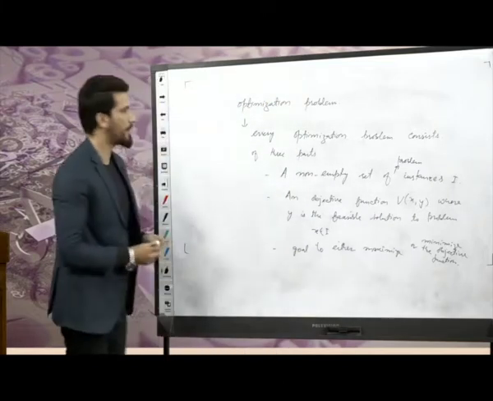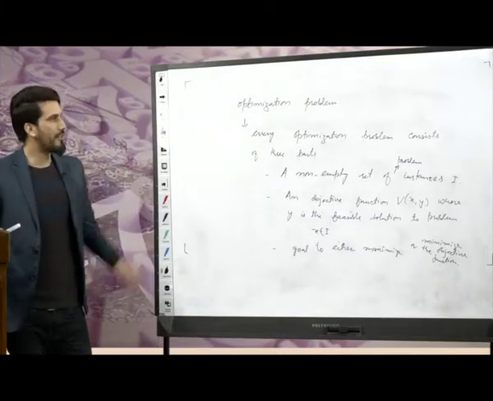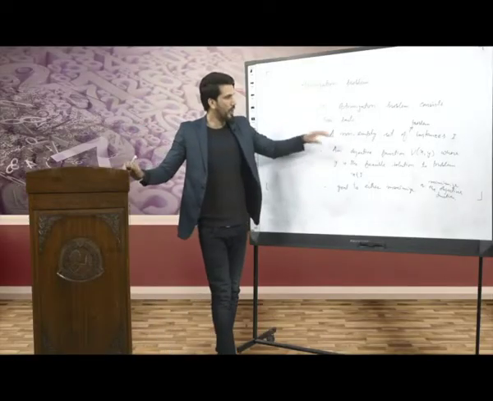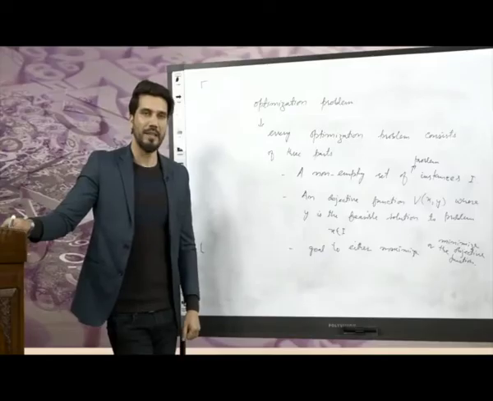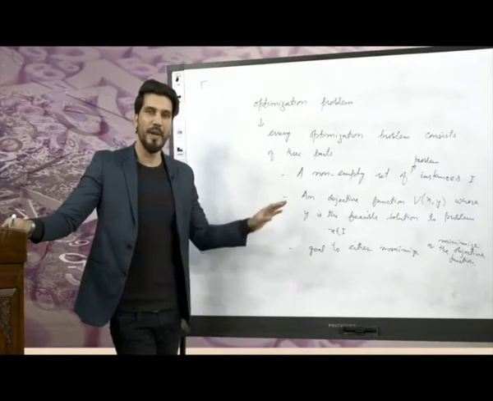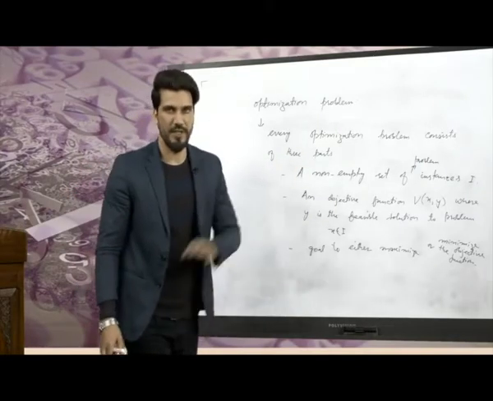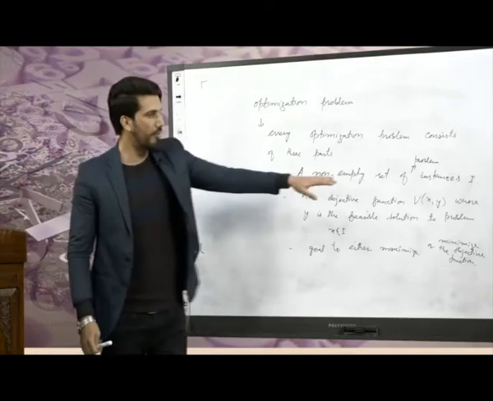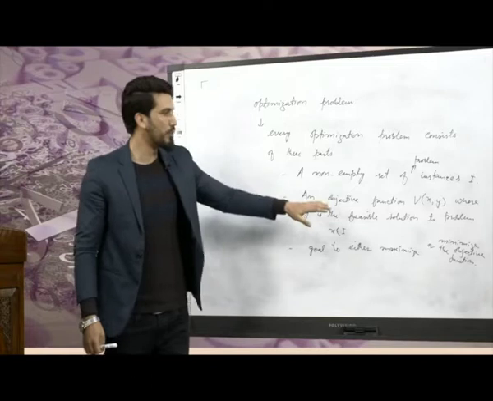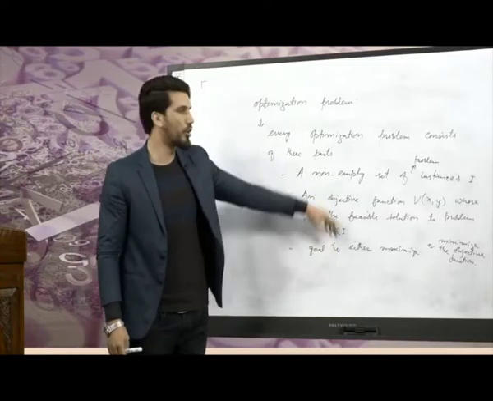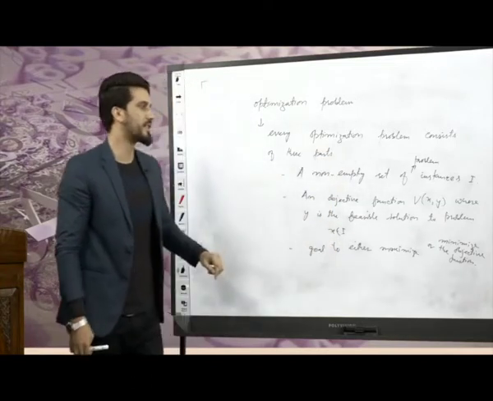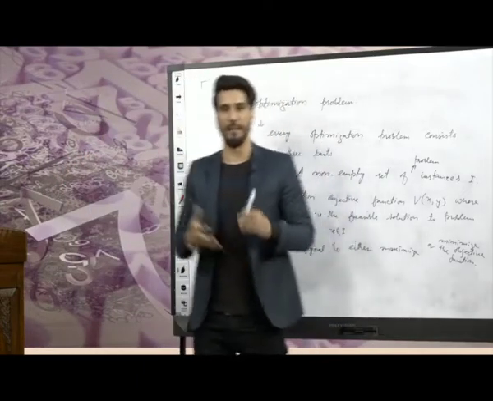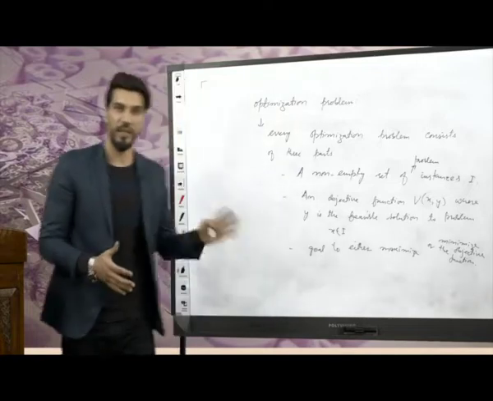So we have three parts which every optimization problem consists of. A non-empty set of problem instances I. Our optimization problem can have many instances. And an objective function of the form v(x, y), where y is the feasible solution to problem x, which belongs again to the problem instance set I, and a goal where we have to either minimize the cost or maximize the profit.